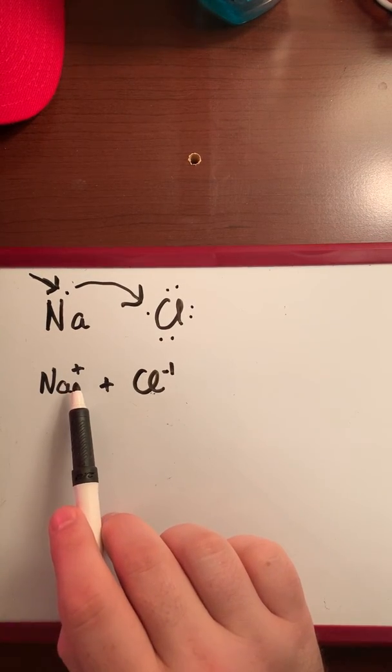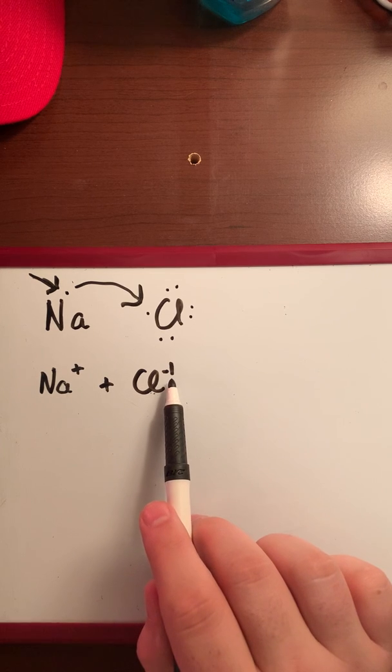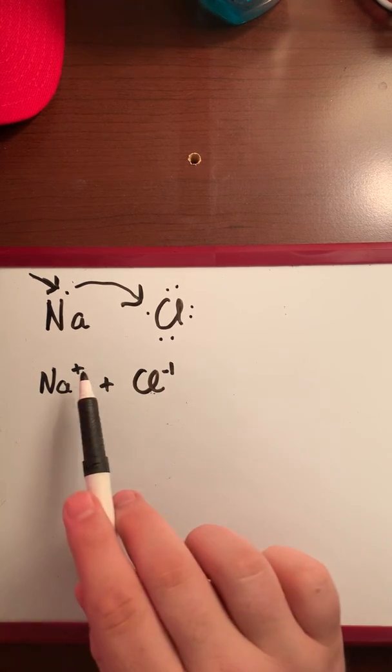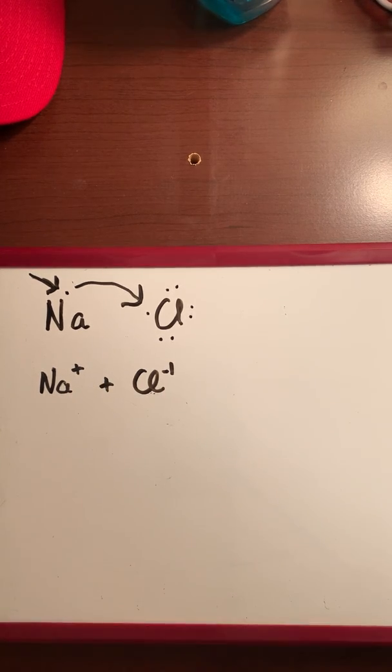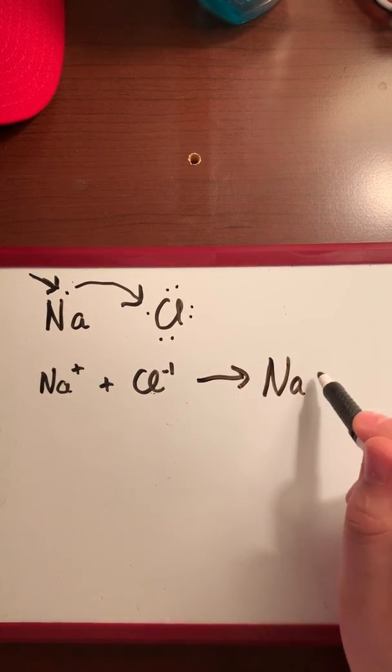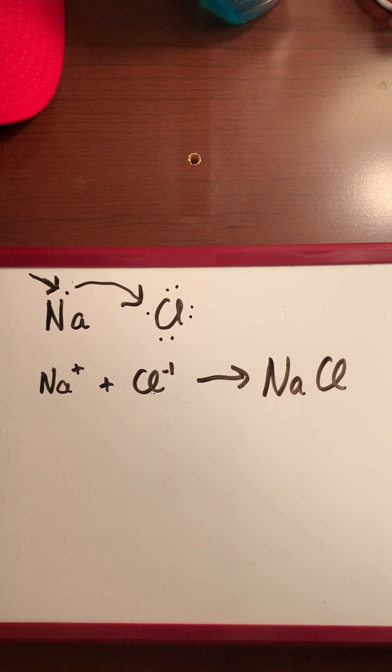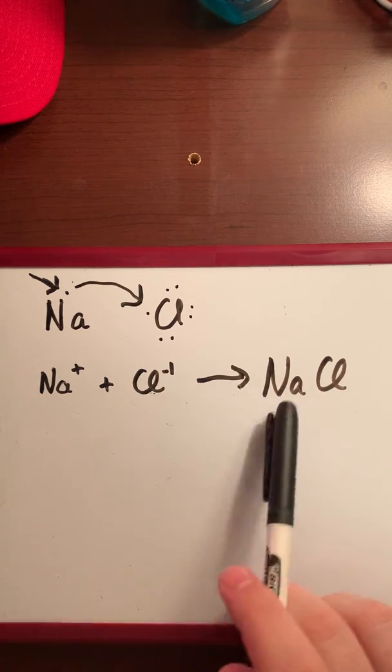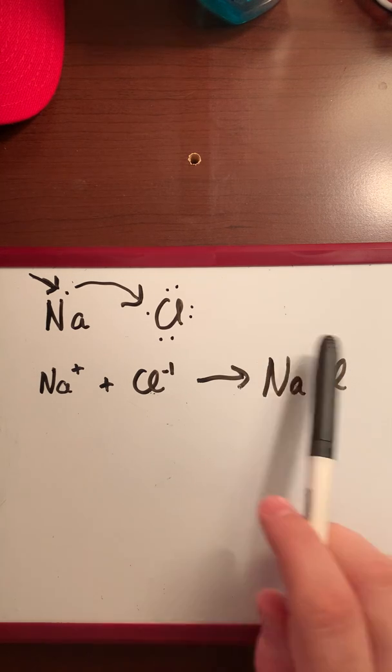And when it's a +1, you don't even have to put the 1. -1, I always put the 1. So if you just see me put positive, it means +1. They come together. They form a nice stable compound. Because it's a +1 and a -1, there's going to be no charge at all right here.